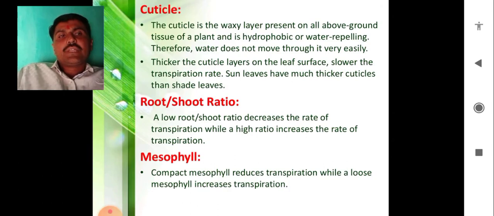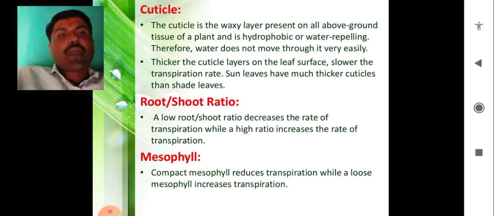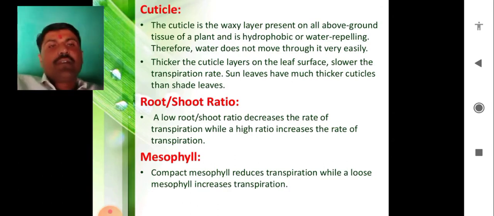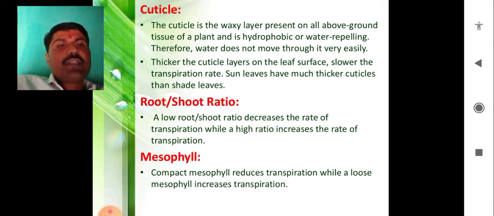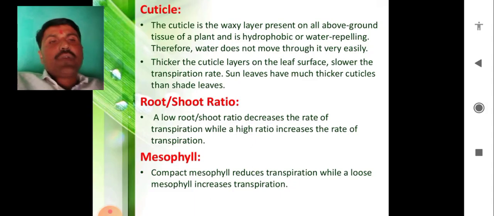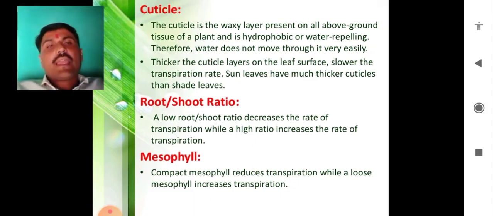A low root-shoot ratio decreases the rate of transpiration, while a high ratio increases it. Mesophyll: compact cells reduce transpiration, while loose mesophyll increases the transpiration rate.